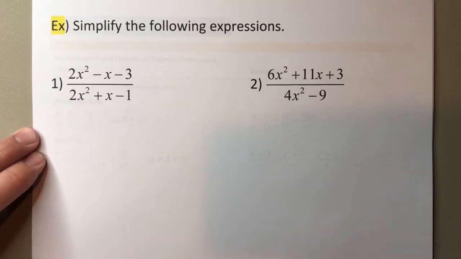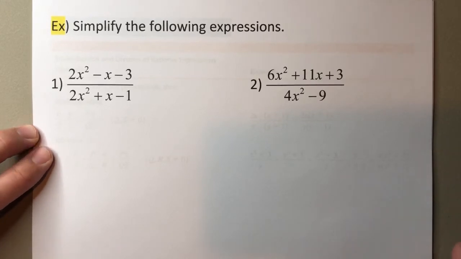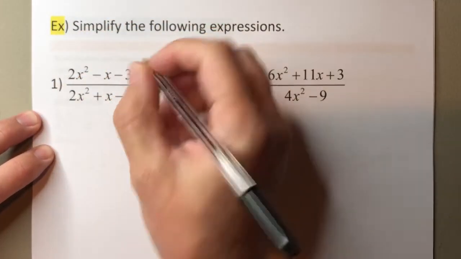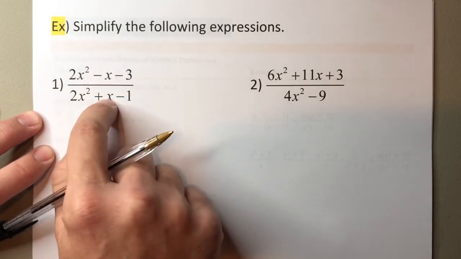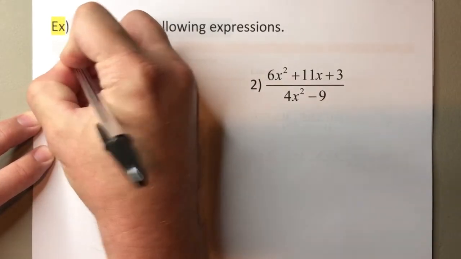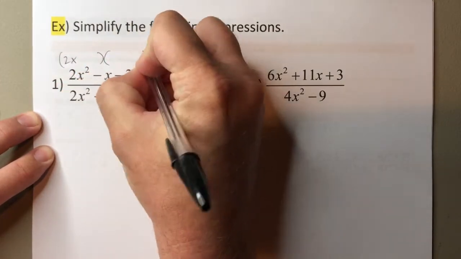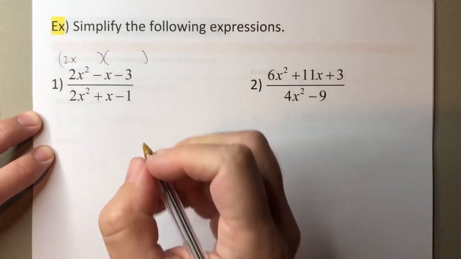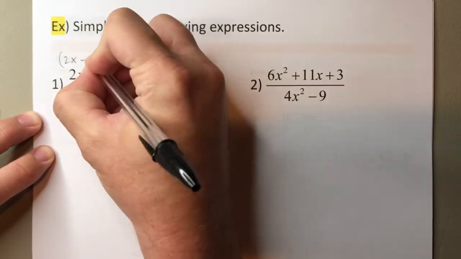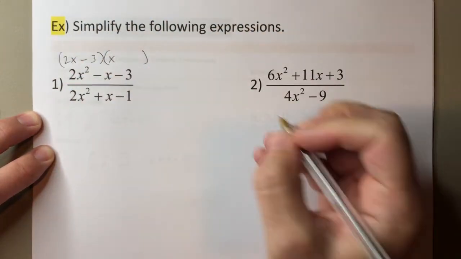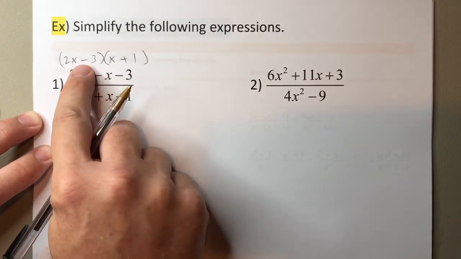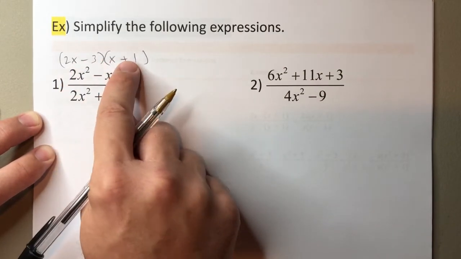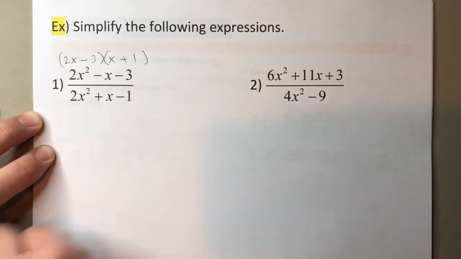Example number 1. First thing is to factor the top and the bottom of this rational expression. So again, we have to be able to factor. The top here becomes what? 2x minus 3, I think, then x plus 1, right? Make sure you check that. Make sure if you were to FOIL these two binomials together, you should end up with this trinomial.